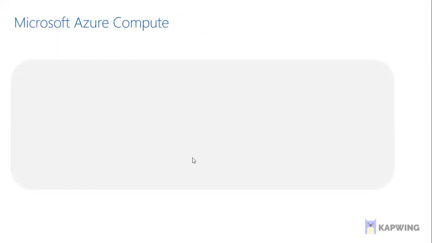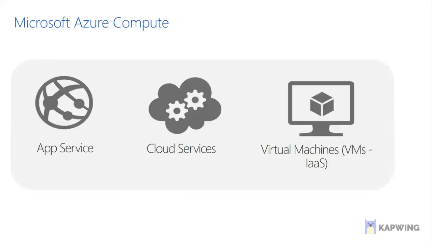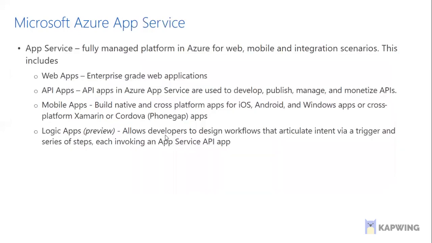Then Microsoft Azure Compute. So what is there in Microsoft Azure Compute? We have app service, cloud service, and virtual machine, that is infrastructure as a service. So what is in the Microsoft Azure app service? App service is a fully managed platform in Azure for web, mobile, and integrated scenarios. This includes web apps, API apps, mobile apps, and logic apps.